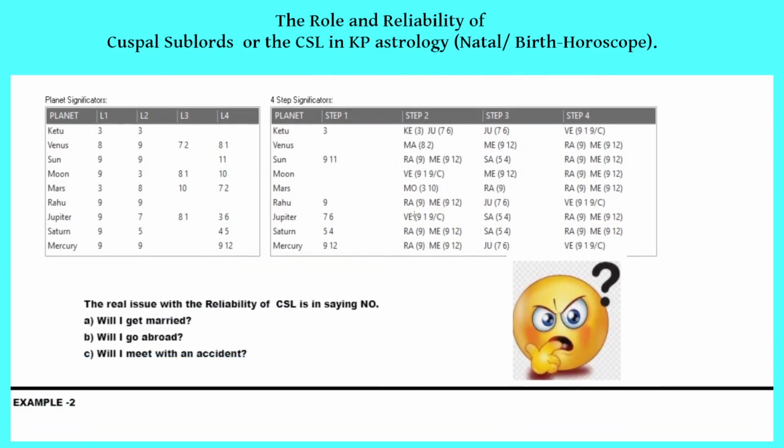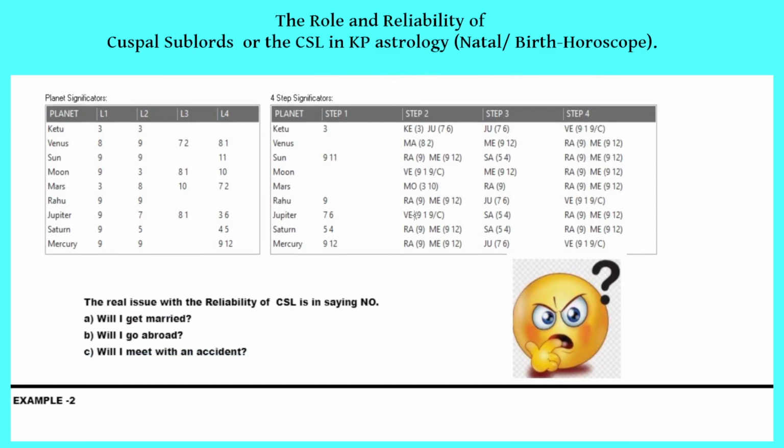So the real issue with the CSL in saying yes or no is: how do you find out whether a particular yoga is not promised? Mark my words, I am not saying that a particular yoga is promised, because that is what most of the time the Cuspal Sublord will show you. Will I get married? If you want to be very sure that this person is not going to get married, then you will find that the Cuspal Sublords are not very reliable.